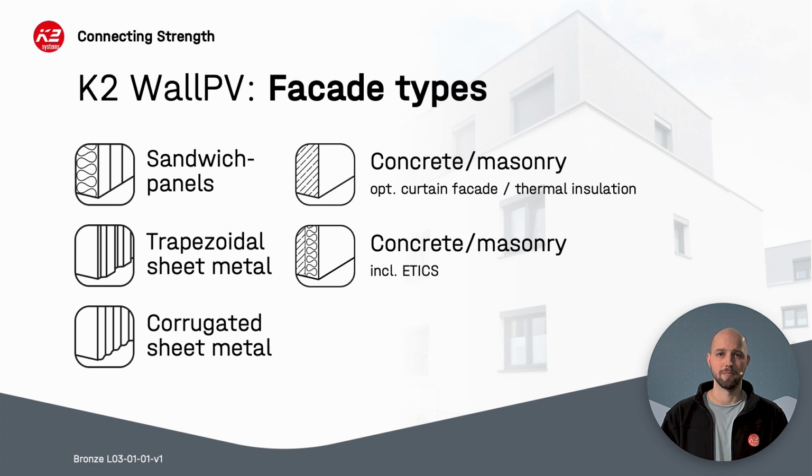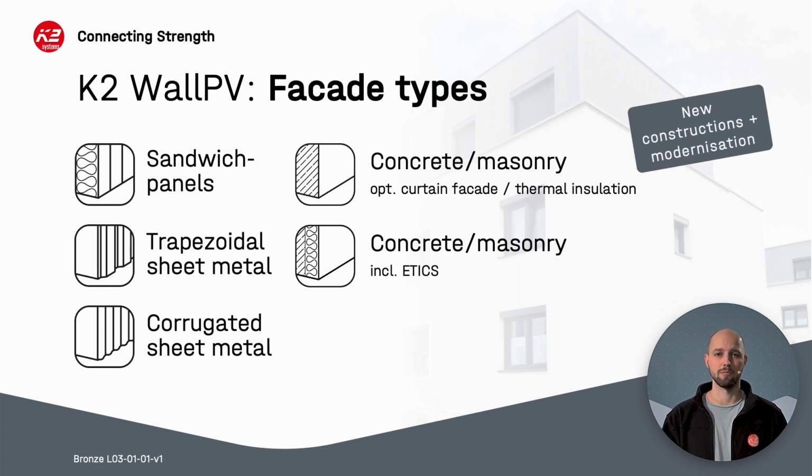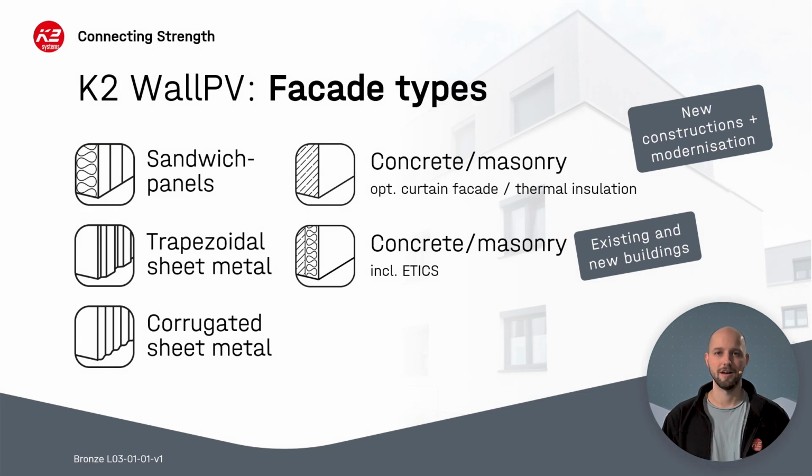For the start, either raw or with an optional rear ventilated facade, which are mainly used in new construction and modernization. And we will also talk about masonry and concrete walls with ETICS, which is commonly used with new buildings and existing buildings, especially in residential areas. Now we will have a look at some of the examples for the different facade types.